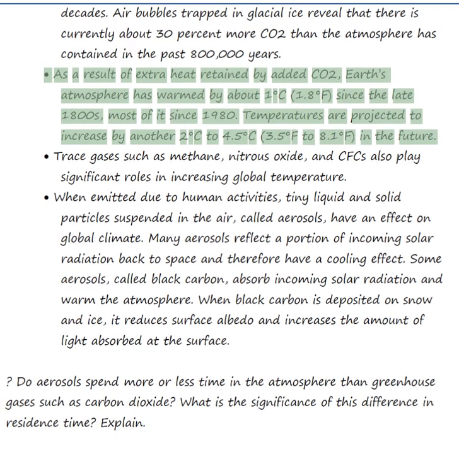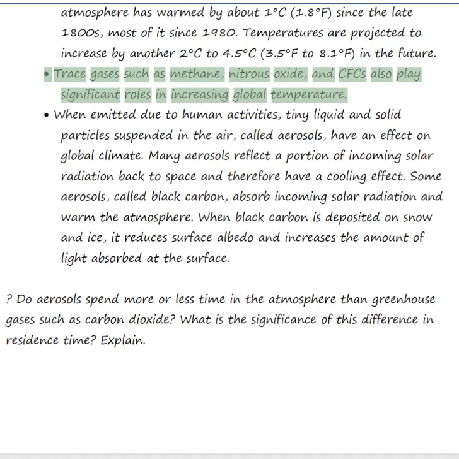As a result of extra heat retained by added CO2, Earth's atmosphere has warmed by about 1 degree Celsius since the late 1800s, most of it since 1980. Temperatures are projected to increase by another 2 degrees Celsius to 4.5 degrees Celsius in the future. Trace gases such as methane, nitrous oxide, and CFCs also play significant roles in increasing global temperature.